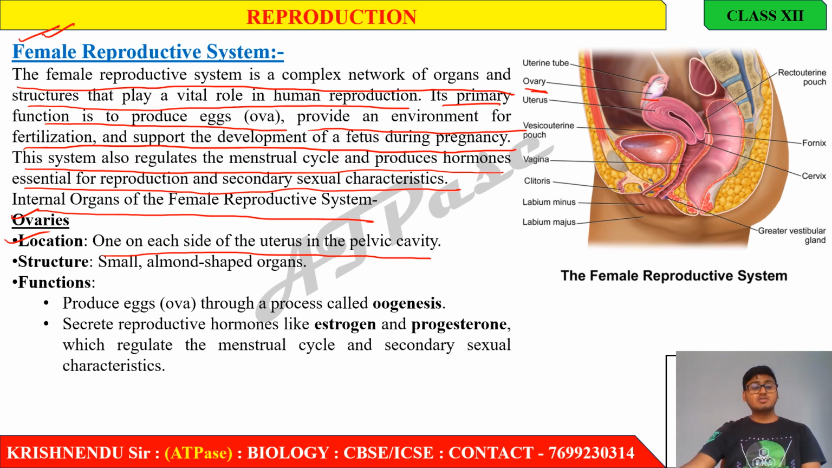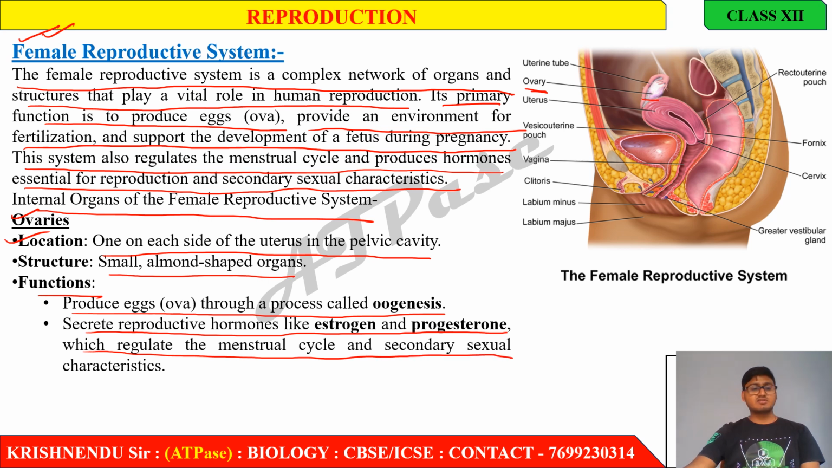Okay, the structure of the ovary is a small almond-shaped organ. Function: it produces egg or ova through a process called oogenesis, and secretes reproductive hormones like estrogen and progesterone, which regulate the menstrual cycle and secondary sexual characteristics. So these are a few functions of the ovaries. Okay, I hope this slide is very much clear to you. Let's move to the next slide.